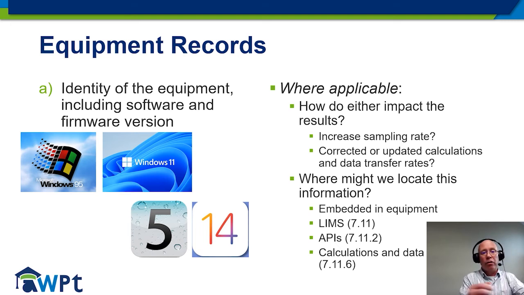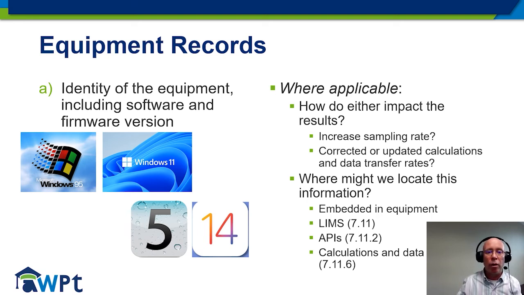So they may update corrected calculations and things like that, and it may just be updates that have to do with the communication rates and the updates to Microsoft and all these other kinds of things. But you need to understand that those updates, firmware and software, can impact your measurements. So you need to understand what that is and make sure that you have records to demonstrate that you've evaluated that, whatever that looks like. 17025 is agnostic on how you do it, just that you do it.